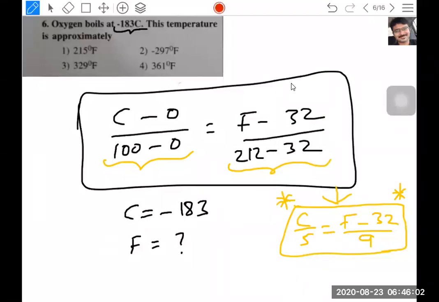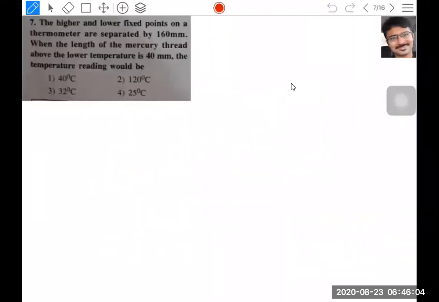Next one. Here, the higher and lower fixed points on the thermometer are separated by 160 millimeter. Generally, what we know is that the lower value is 0 degrees centigrade and the higher value is 100 degrees centigrade. They told us that they are separated by 160 millimeter.